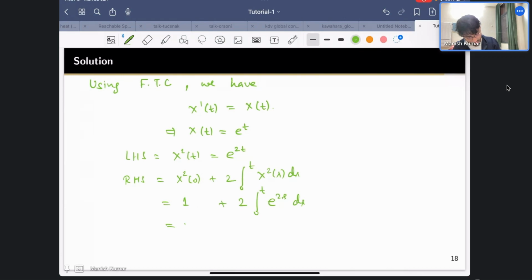So this is 1, and if you integrate it, you will get e raised to the power 2t minus 1, and then in the denominator it will be 2t by 2. Correct. So you will get e raised to the power 2t, which is equal to the LHS, right? So by solving this differential equation, we can prove this identity. Is this clear to everyone?